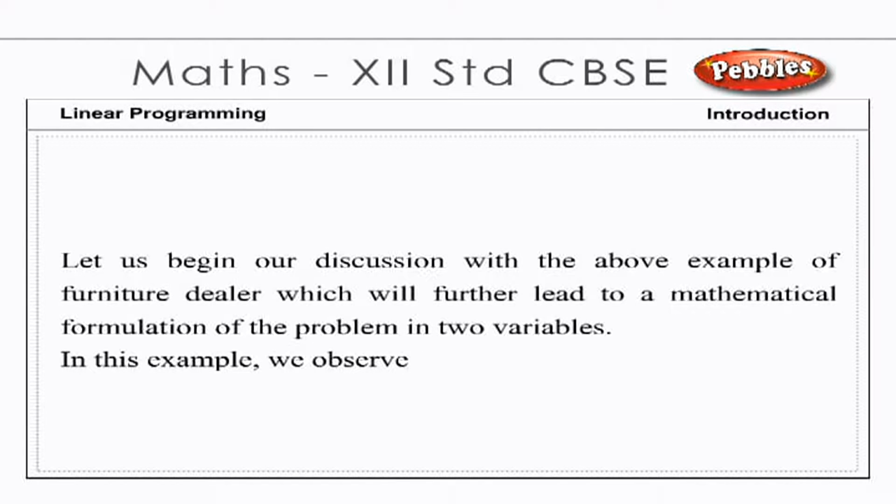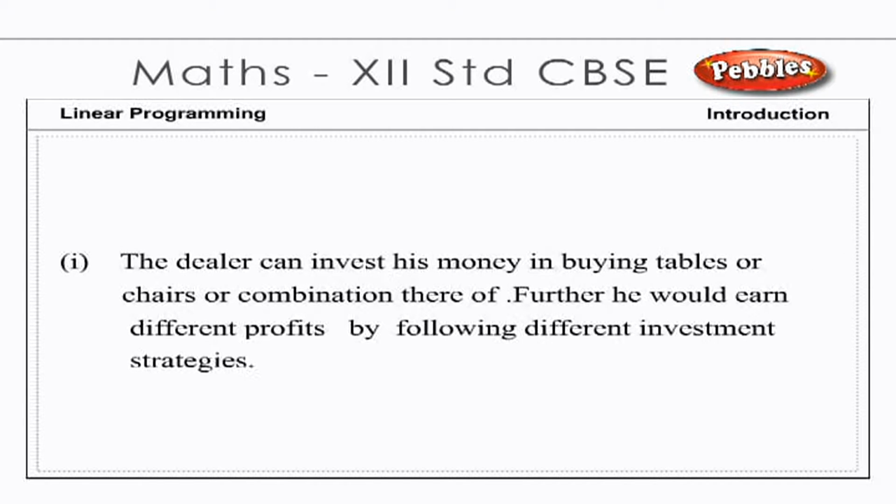Linear programming. Let us begin our discussion with the above example of a furniture dealer, which will further lead to the mathematical formulation of a problem in two variables. In this example, we observe, first, the dealer can invest his money in buying tables or chairs or a combination thereof. Further, he would earn different profits by the different investment strategies.